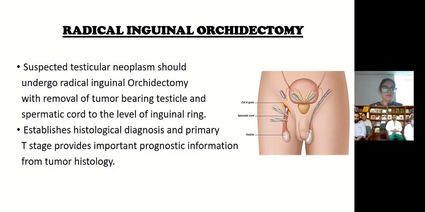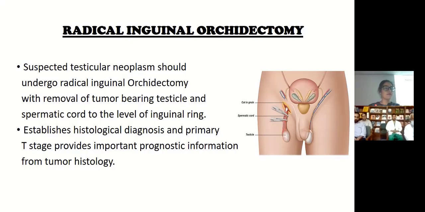What is the difference between a radical inguinal orchidectomy and a regular orchidectomy, and why do we do it like this in case of tumors? That is the question. When you have a suspicion of a testicular tumor on ultrasound, and after confirmation with the tumor markers, when you have the diagnosis that this patient has a testicular tumor, you do the radical orchidectomy from the inguinal incision. While in the normal orchidectomy, we do a scrotal incision, median, paramedian, or transverse incision.